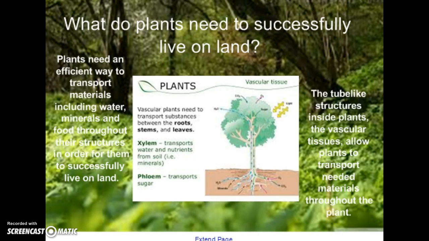Plants also need a way to transport the materials, including that water, minerals, and food, throughout their structure. They do this through vascular tissues, which are tube-like structures inside the plant. And these vascular tissues allow the plant to transport the materials. So, for example, we talked about the roots are in the ground or in the soil and can absorb the water and nutrients out of the soil, but how do those things get up to the leaves? They do that through the vascular tissues.